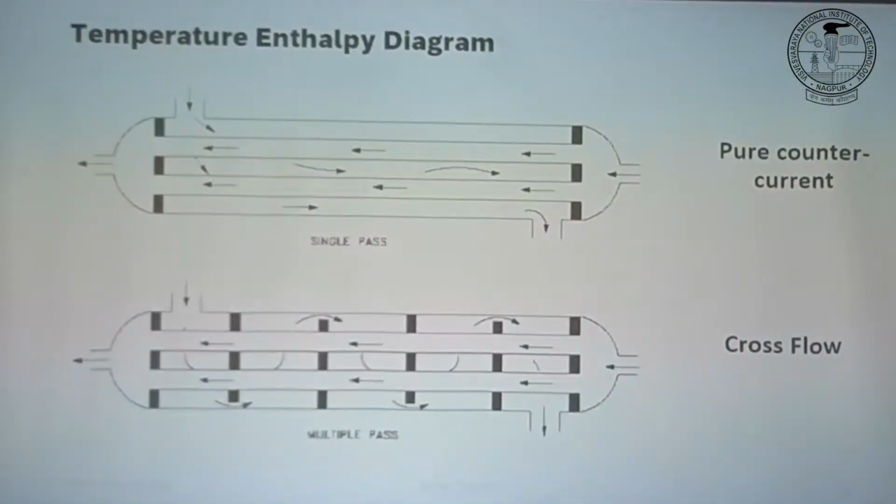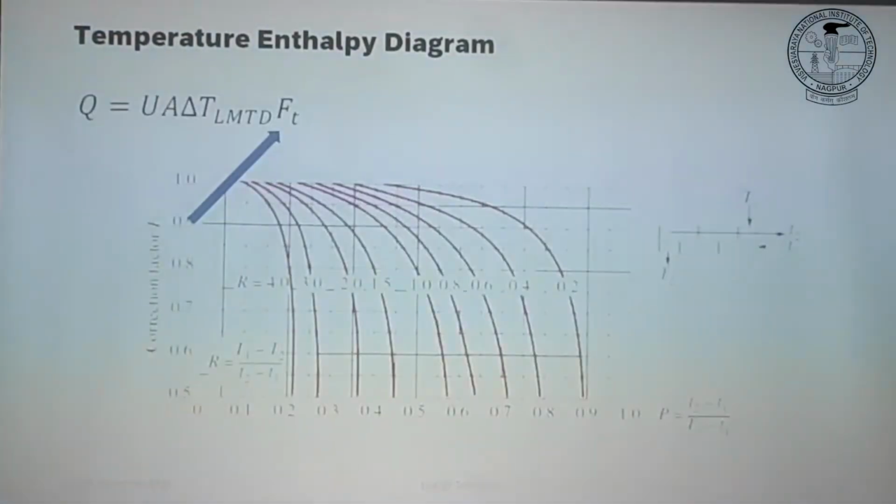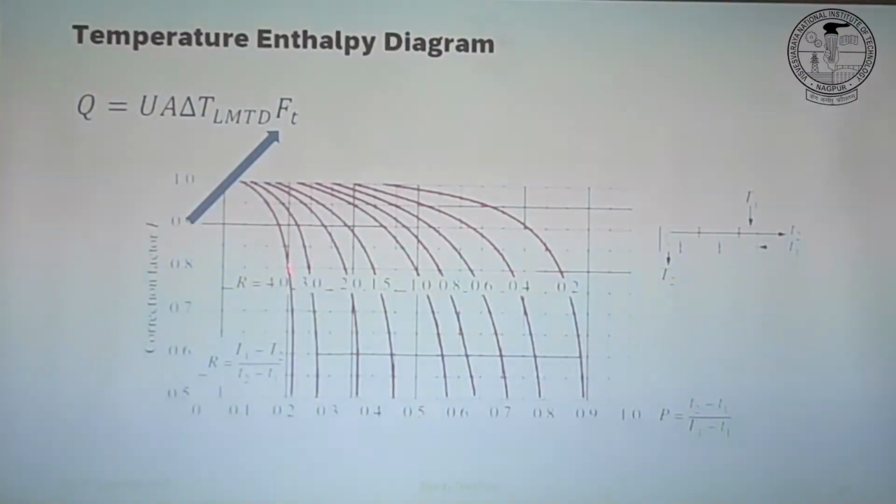One more thing, the correction factor LMTD graph. In this plot, R and P are just an example. R and P are ratios of temperatures, with capital T and small t. I just picked the plot to give an idea. Small t represents tube side temperature, capital T represents shell side temperature.